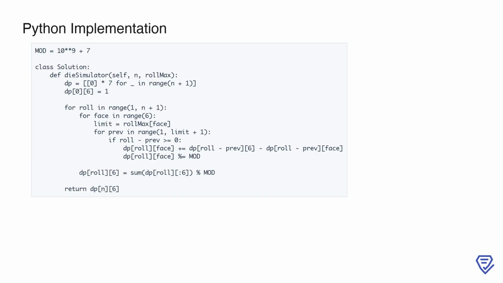For each roll from 1 to n, and for each face of the dice, 0 to 5, the solution calculates the count of valid sequences by iterating through possible previous rolls constrained by rollmax. It ensures that consecutive constraints are respected by subtracting invalid sequences where the current face exceeded its allowed consecutive rolls. Finally, dp[roll][6] is updated to store the total count of valid sequences of the current length by summing over all faces. The result is returned as dp[n][6], representing the total number of valid sequences of length n modulo 10^9 plus 7.